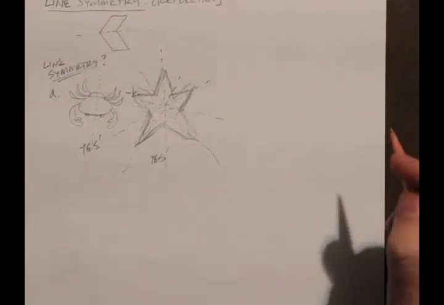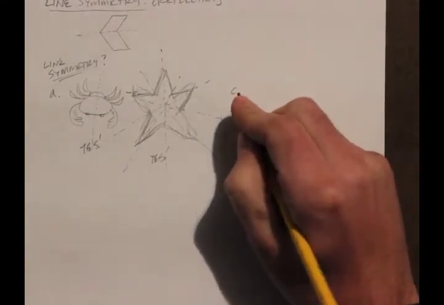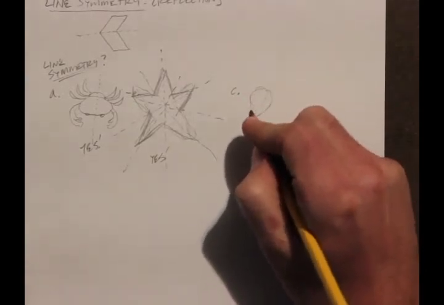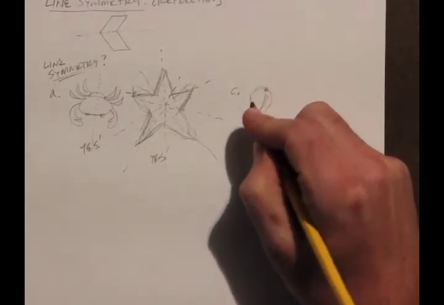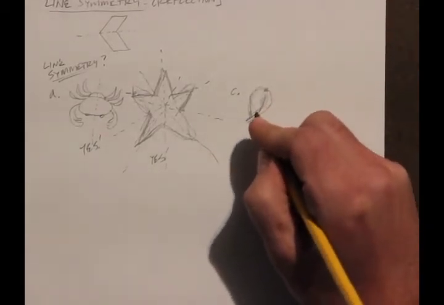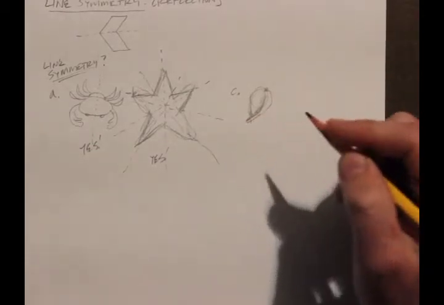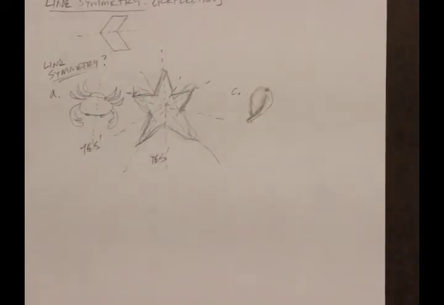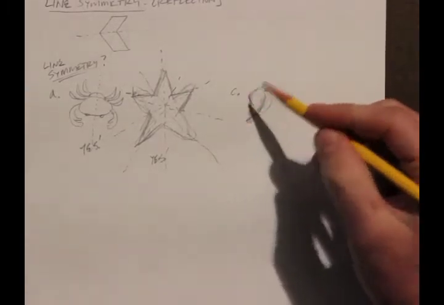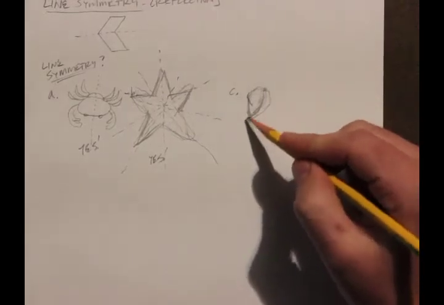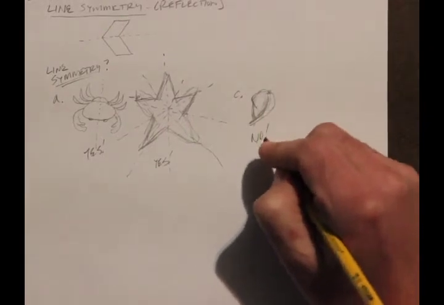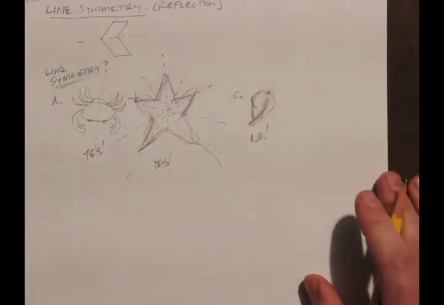Now, what about this conch shell here? So this looks like this. Here is a shell. This one is all bumpy. It has something on this side and something different on this side. This guy doesn't have line symmetry. I can't draw a line here to make one side the same as the other side. So this one, no, doesn't have line symmetry.